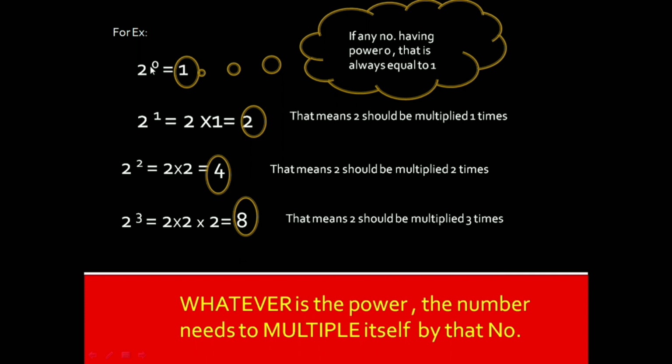That means 2 to the power 0 will always be 1. 2 to the power 1 is 2 into 1 equals 2. 2 to the power 2 equals 2 into 2. 2 to the power 3 means 2 into 2 into 2 equals 8. So suppose we get one more number, 2 to the power 4. So we have to multiply 2 four times. 2 to the power 5, we have to multiply 2 five times.